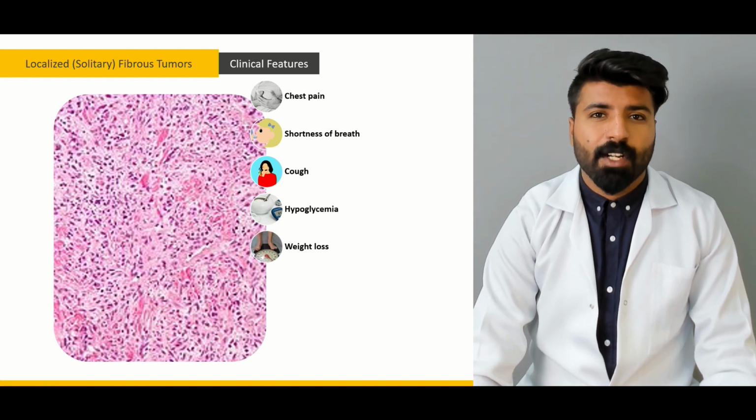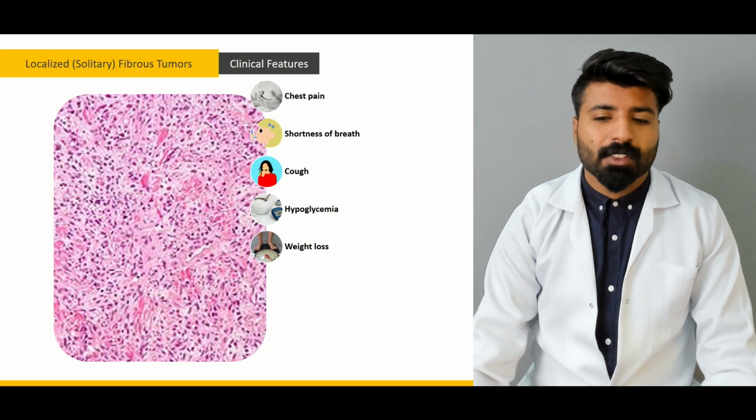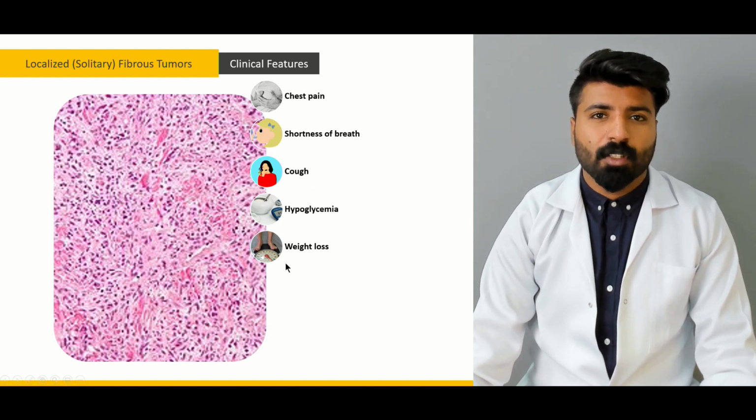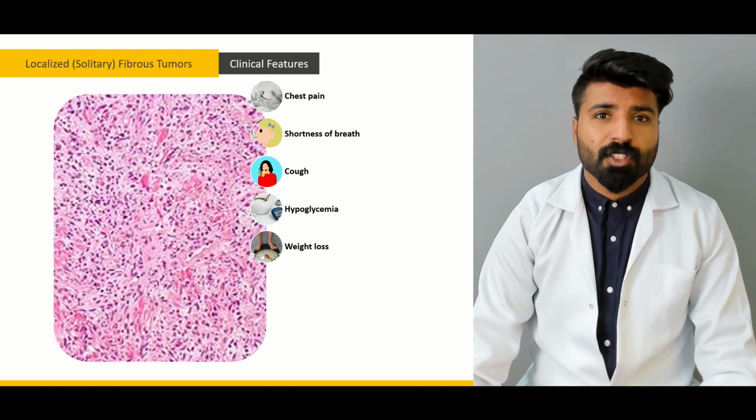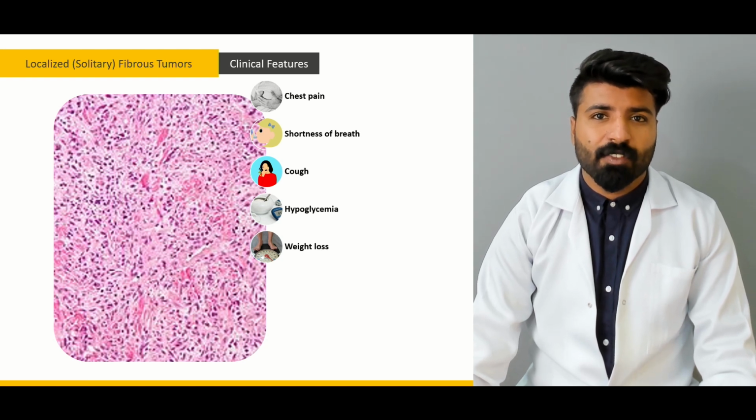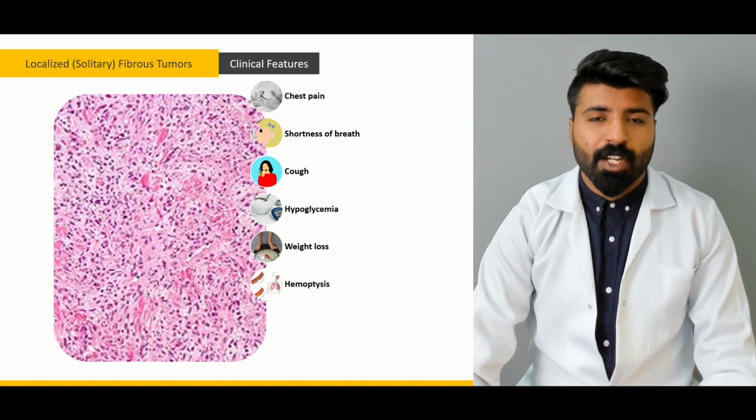Next, we will have weight loss. All of this happening will be leading to weight loss. The patient is not breathing enough, cells are not being supplied with enough oxygen, and nourishment is not happening. The whole body is trying to sustain itself, so the patient is going to lose some weight.